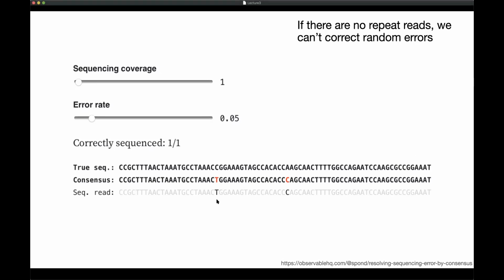And for this particular realization of sequencing, there were 2 bases that were different, so a T or a C. If this is the only read you have, there's no other information to tell you that these are incorrect. You might use some quality scores or whatnot, but you will not be able to tell without any other information that this T and this C are incorrect.